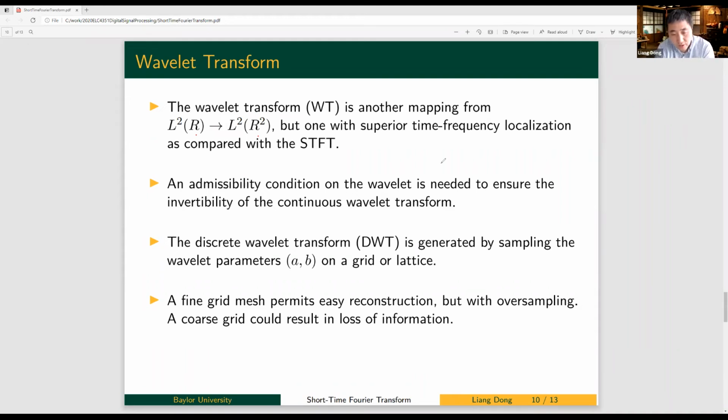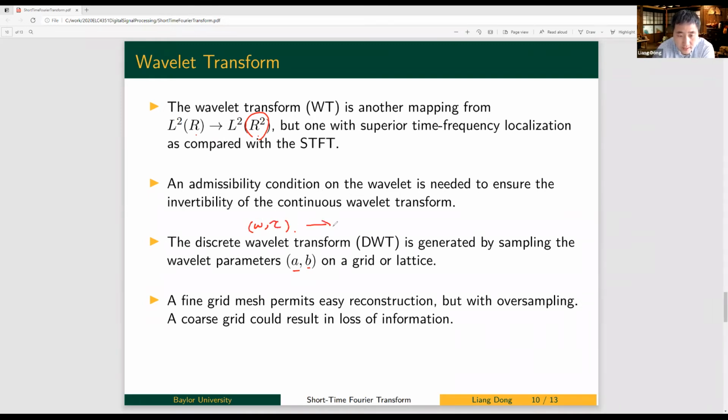The discrete wavelet transform, DWT, is generated by sampling the wavelet parameters a, b on a grid or lattice. So here are the wavelet parameters a and b. Now, what we had before is two-dimensional, so you have a signal or output with respect to two variables, which is now with respect to ω and τ.